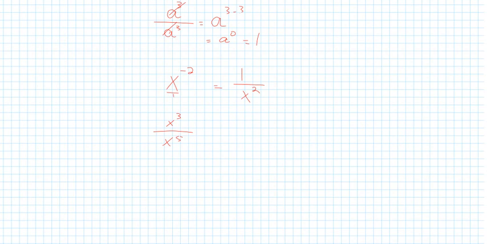Subtract the exponent. So that's going to give me x to the power of 3 take away 5, which is x to the power of negative 2, right? But if I want to use my expanded format, if I want to expand this, that's going to be x over x, and then one more. I'm just expanding this.